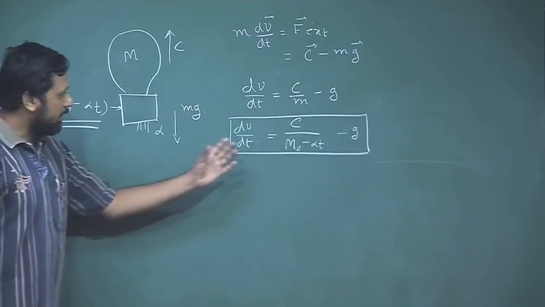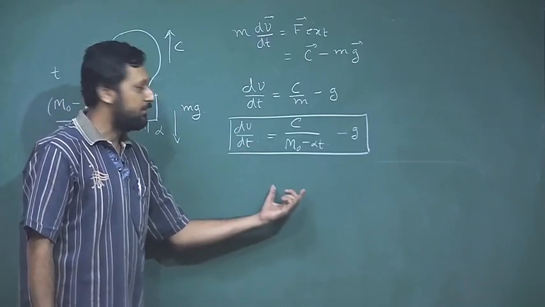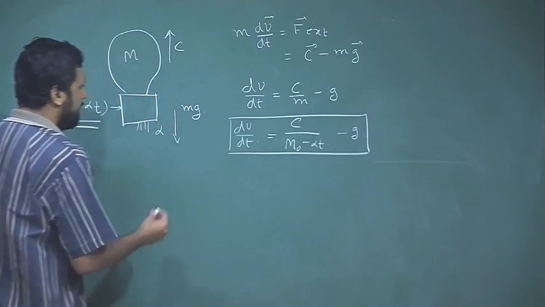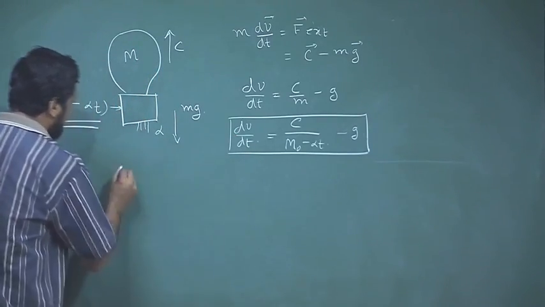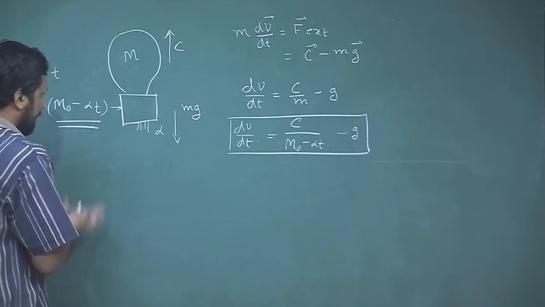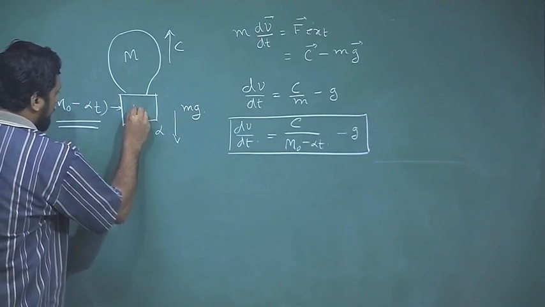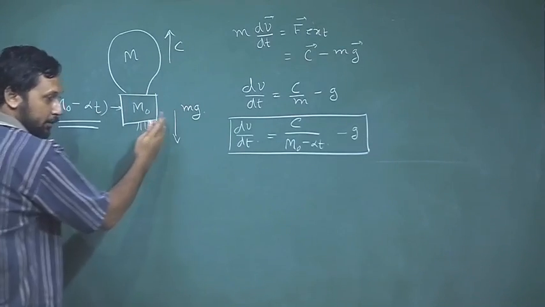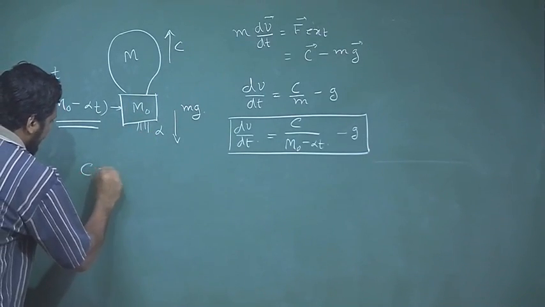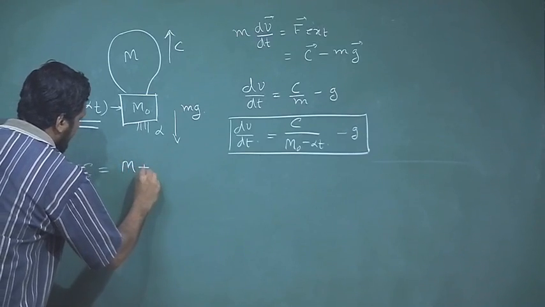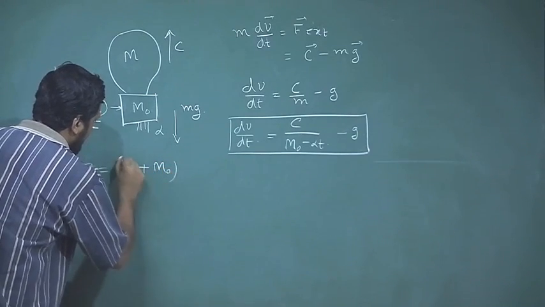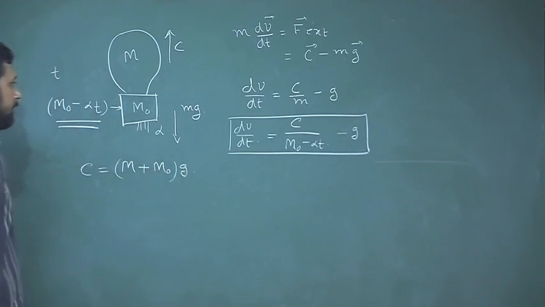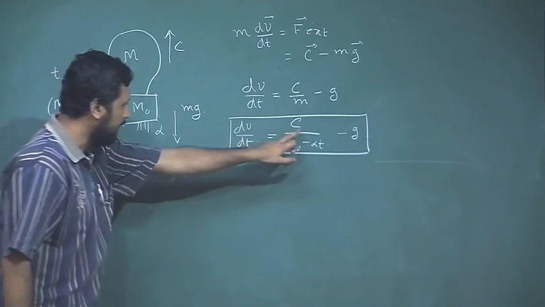Now, please remember, we can have a slightly different version of the same equation, because there is another condition given: initially the balloon is in equilibrium. So, at time t equal to 0, when the mass of this whole thing is m0, not m0 minus alpha t, it is in equilibrium. That means C is equal to m plus m0 times g. So, we can replace this for C.